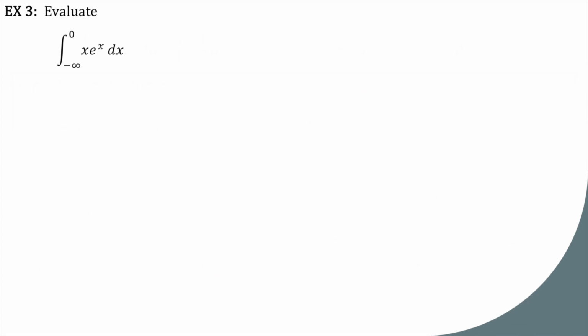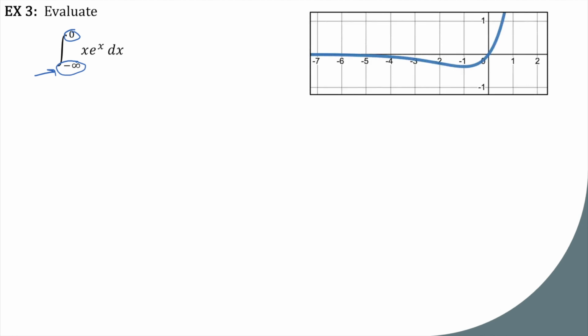Let's try another one, x e to the x dx. So the area under the curve from negative infinity to 0, that negative infinity is a problem. We can't have that there. So we need to rename it. Well, let's use t this time. So now we're finding the area under the curve from t to 0 of x e to the x dx, and we'll take the limit as t approaches negative infinity.